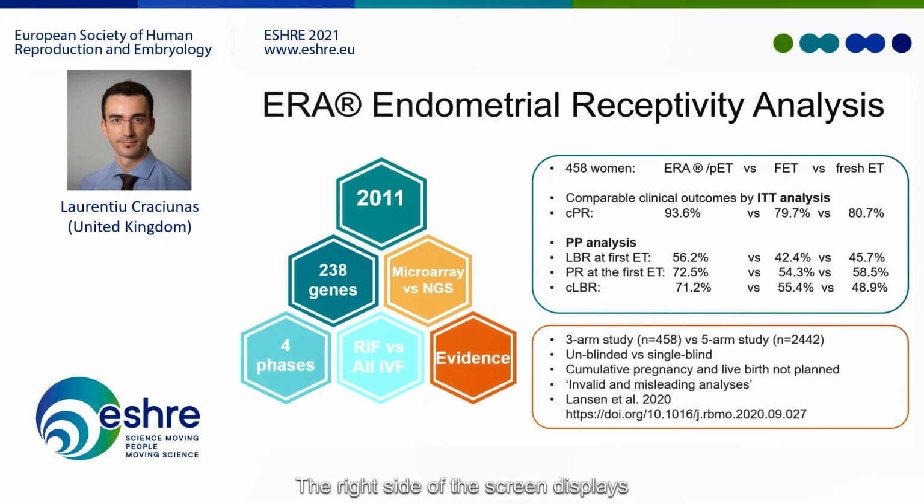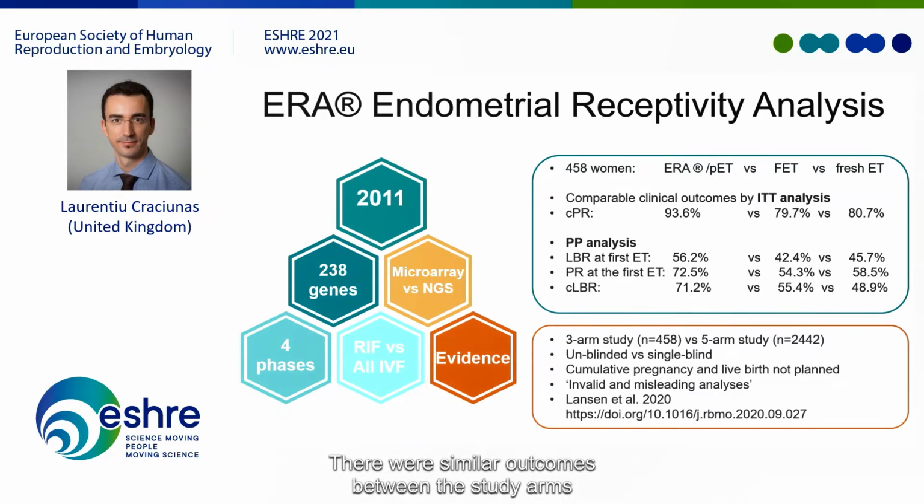The right side of the screen displays a summary of the most relevant piece of evidence that comes from a randomized controlled trial published last year. I must say this publication has triggered a list of commentaries and critique to both the biology and the methodology behind the trial. The trial included 458 women who were randomized to undergo either ESHRE testing and personalized embryo transfer, or fresh embryo transfer, or conventional frozen embryo transfer. The protocol aimed to include 2,442 women in 5 study arms.